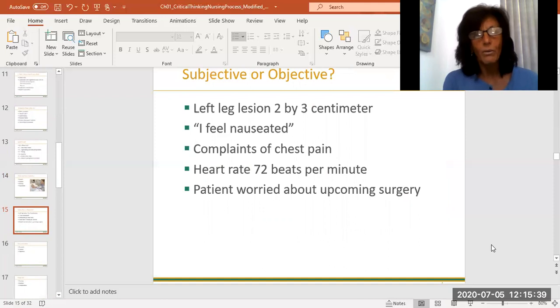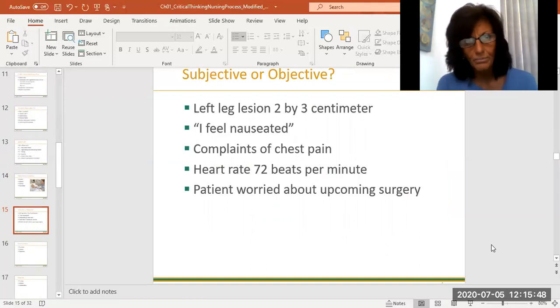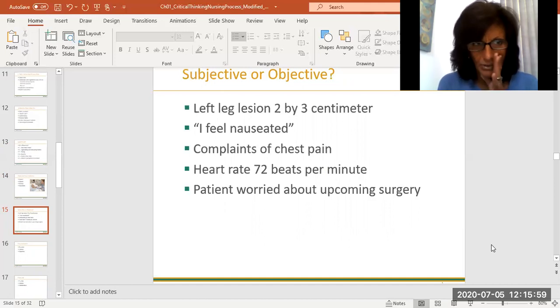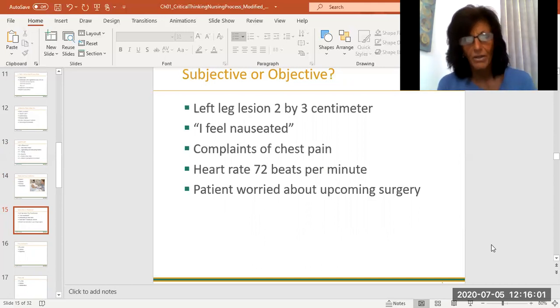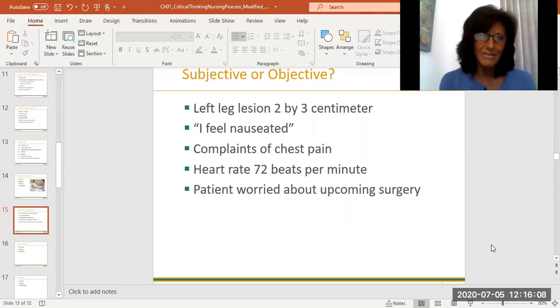So now, little thing, what's subjective, what's objective? If you read in a nursing note, left leg lesion, 2 by 3 centimeters, is that subjective or objective? That would be objective because it's measurable, right? And the nurse did a pretty okay job of saying, where is the lesion? I don't know where on the left leg the lesion is. I would have been a little more specific, but it's still objective because that is something that you can see and it's measurable.